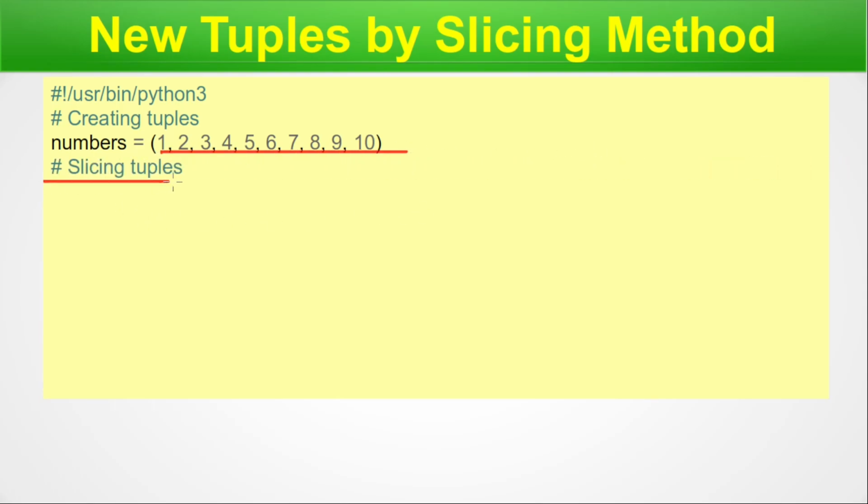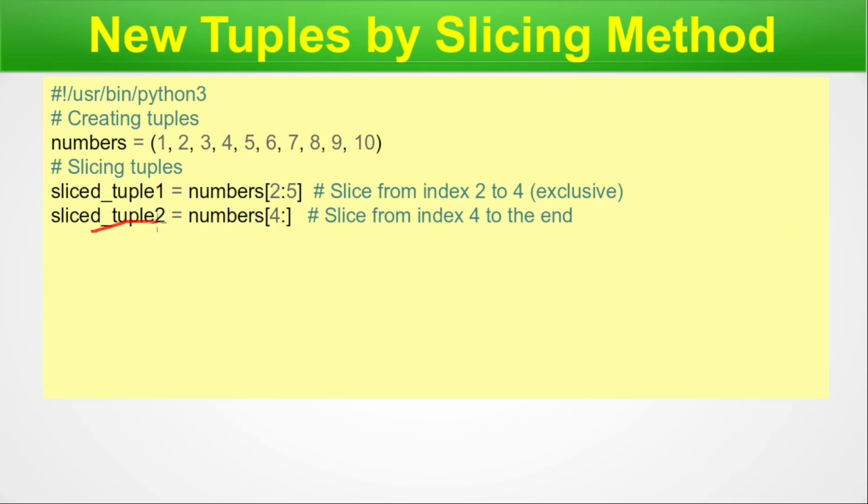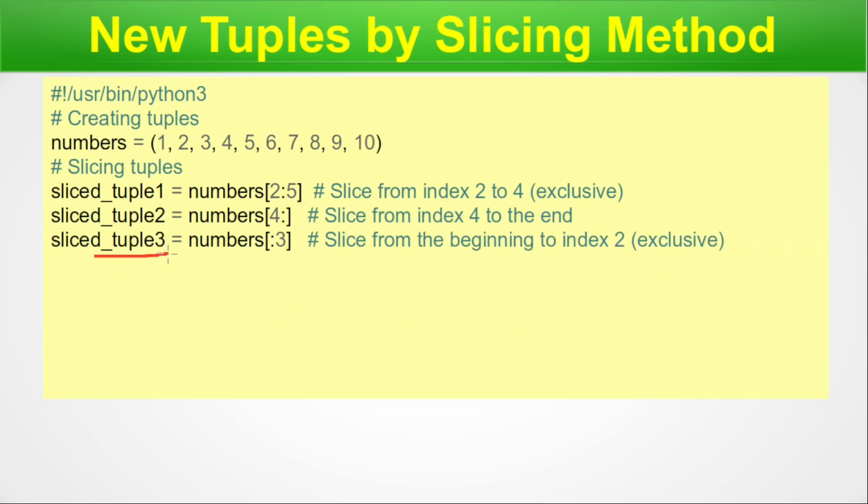Next, we are slicing the tuple. The first slice is numbers, 2:5. That means we start from index 2 up to index 4, as the end is exclusive. So this is the first tuple. The next tuple is tuple 2, numbers 4: then nothing. This means we start from index 4 up to the end. Next, again we do slicing: numbers :3. That means we start from the very beginning and run up to index 2, with 3 exclusive.